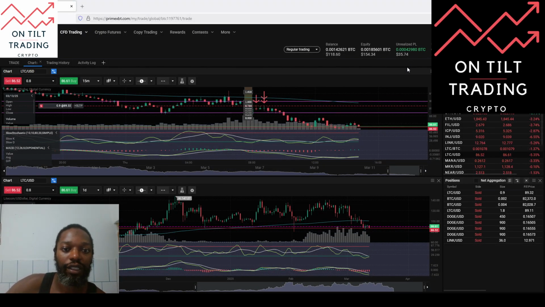Let's review my trade on LITECOIN today. Let's put my charts into perspective. This is the candlestick area. This is a volume profile. This is slow stochastic. And this is the MACD.